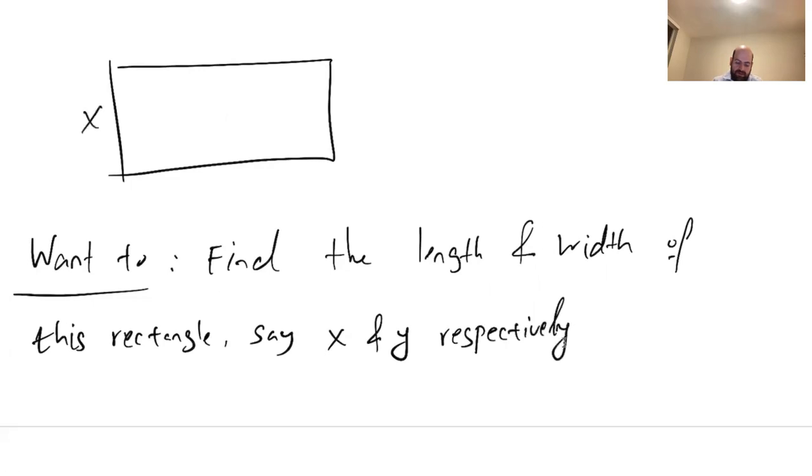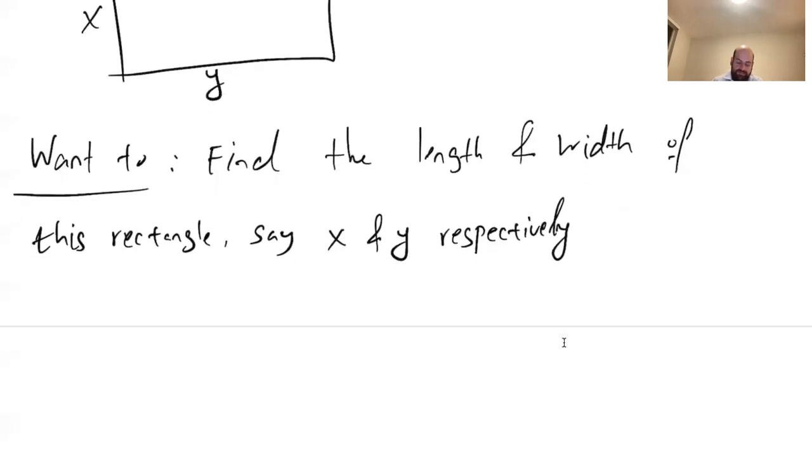So let's say this is X, this is Y, and we want to find the length and width of the rectangle, say X and Y respectively, that maximize the area of this rectangle.